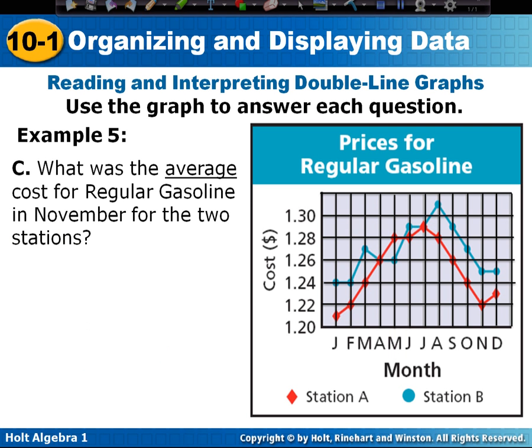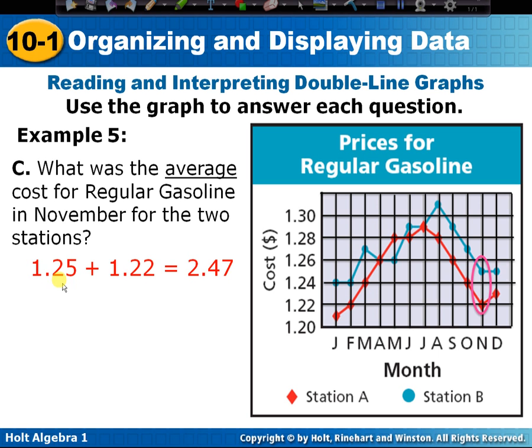Part C says, what was the average cost for regular gasoline in November for the two stations? You need to make sure that you write the word average in the blank. So to find the average, I'm going to look at November here, and it looks like for gas station A it was $1.22. And for gas station B, it was about $1.25 because it's right in the middle of $1.24 and $1.26. To find the average of the two, I'm going to add them and divide by how many there are, and here there's 2.